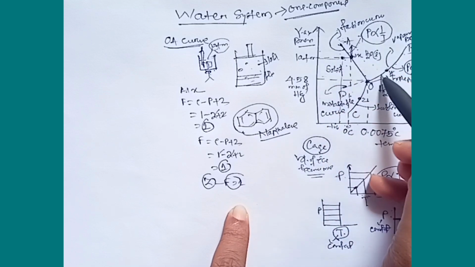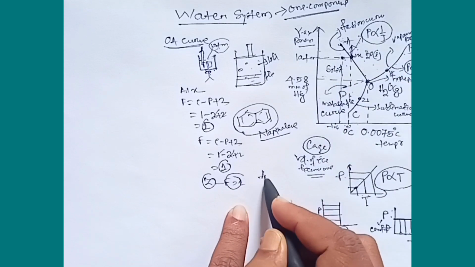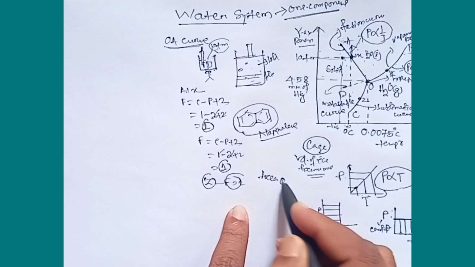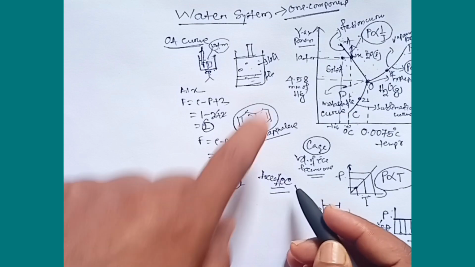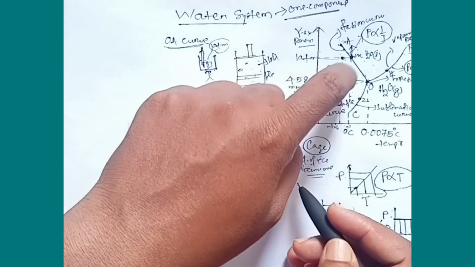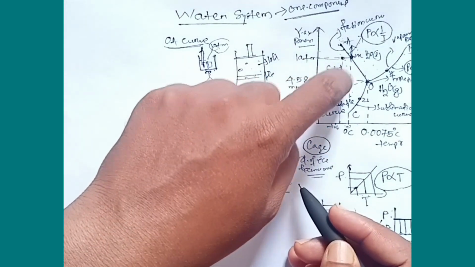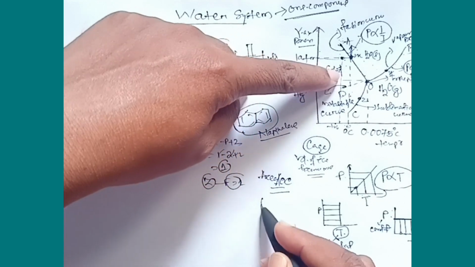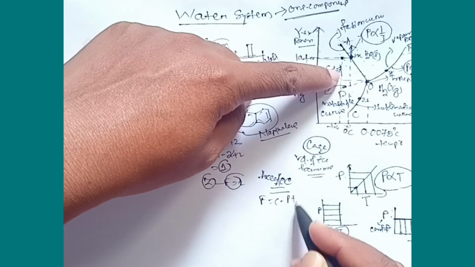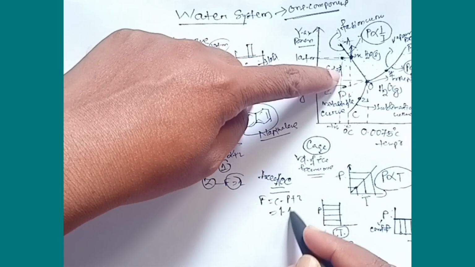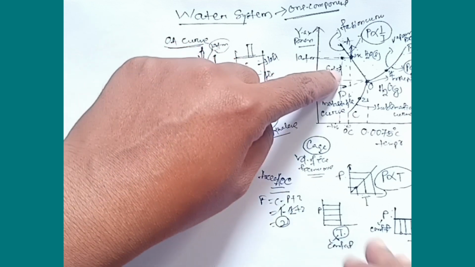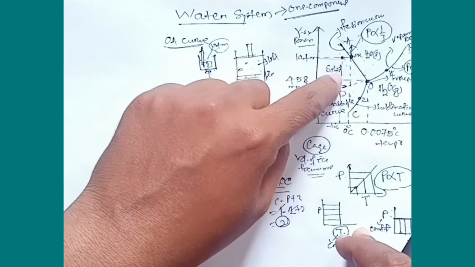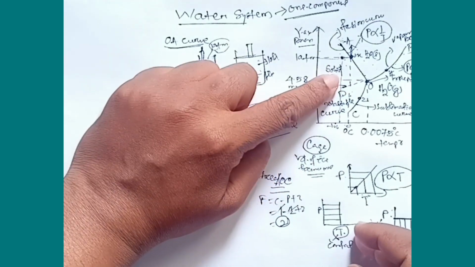For instance, area AOC. What will be the phase here? Here water is present only in the solid state. So phase is 1. So F equal to C minus P plus 2, components 1, phase 1 and plus 2. So that means 2. In this case the degree of freedom is 2.